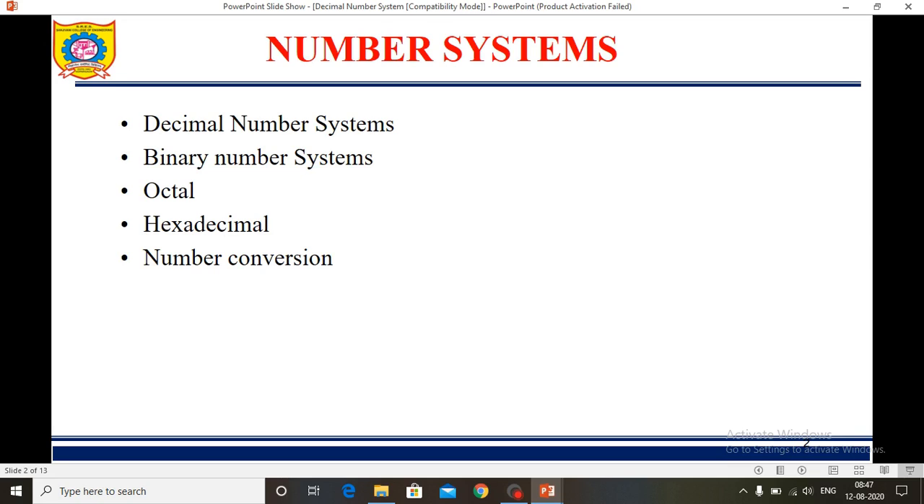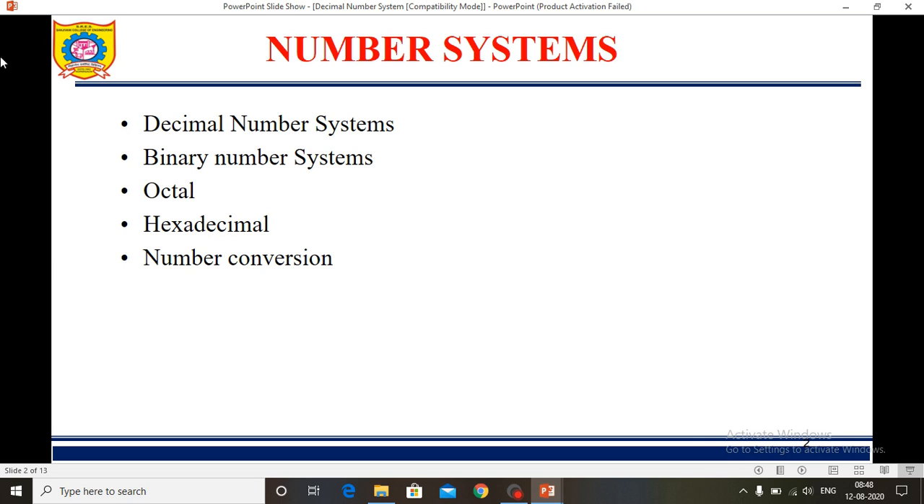Numbers have always been a part of your syllabus since you were in primary school, right? Like addition of numbers, subtraction of numbers, right? So in this lecture particularly, we are going to see what the different kinds of number systems are. Then we are going to see the conversion from one number system into another number system.